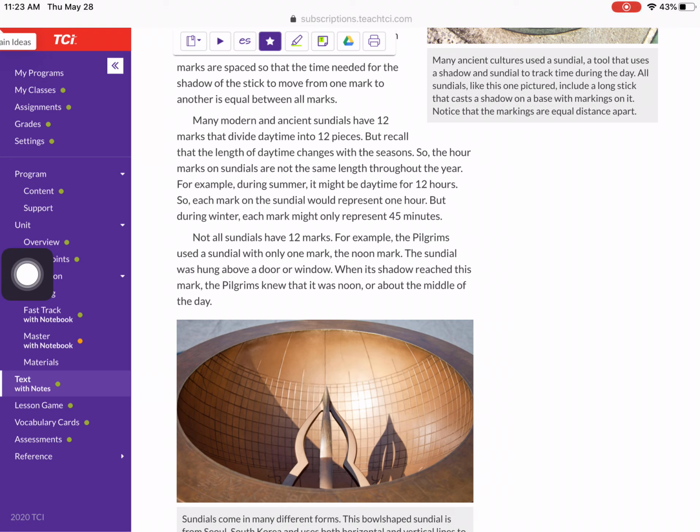Not all sundials have 12 marks. For example, the Pilgrims used a sundial with only one mark, the noon mark. The sundial was hung above a door or a window. When its shadow reached the mark, the Pilgrims knew that it was noon, or about the middle of the day.